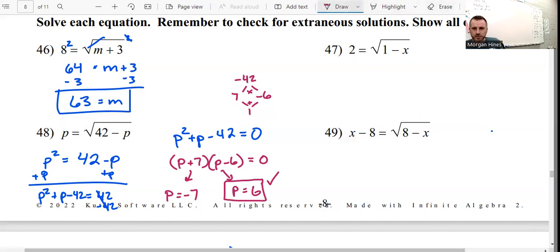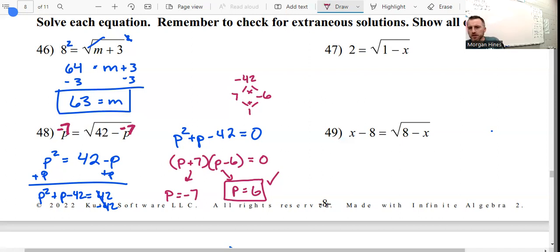This is where square root functions are a little bit different than the other functions. If we plug in a negative 7 here and a negative 7 here, what's 42 minus negative 7? It's 49, right? What's the square root of 49? 7. Not negative 7. So what happened?